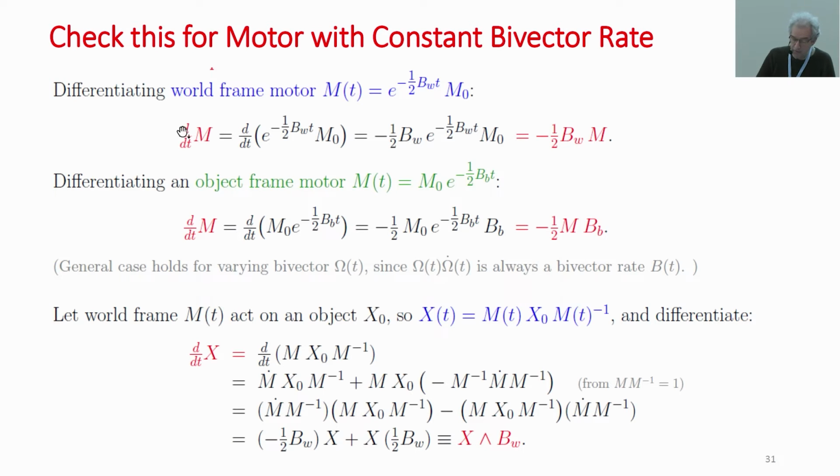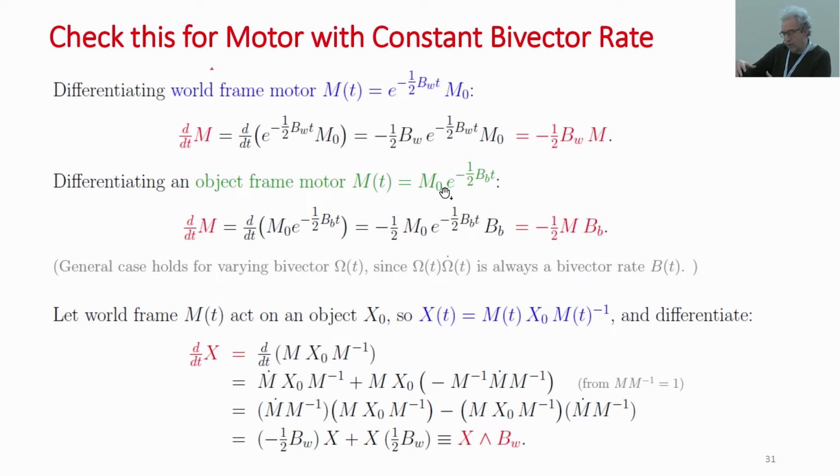Now, the time derivation of something of this form is very easy. You know that the derivative of an exponential function is the derivative of its argument times the original function. So this takes this simple form. It was true in calculus, it's still true in geometric calculus. So this is indeed, here we see m dot, here we see bw, the bivector in the world frame, and the motor itself, and that gives that equation that I had on the previous page.